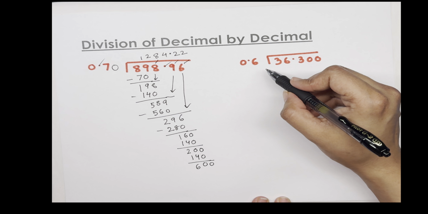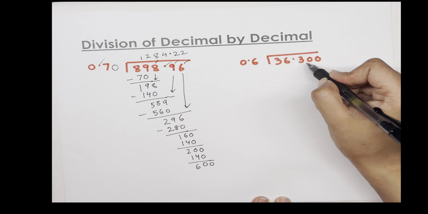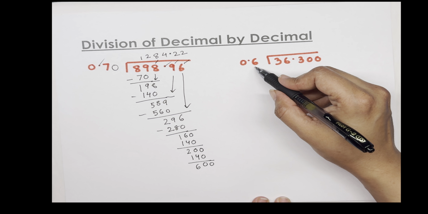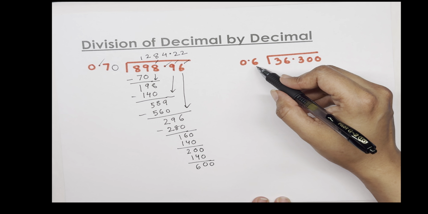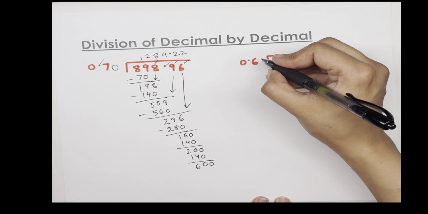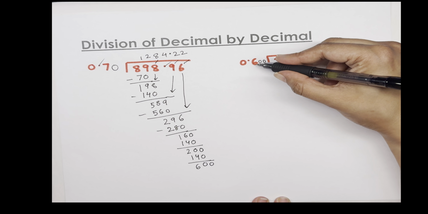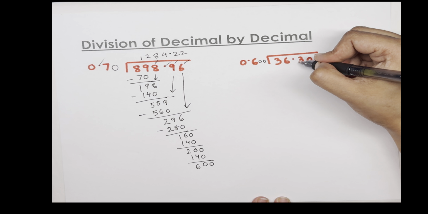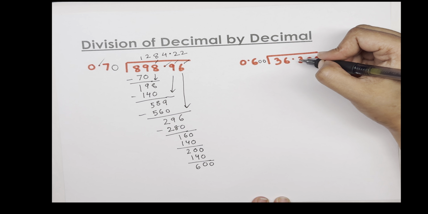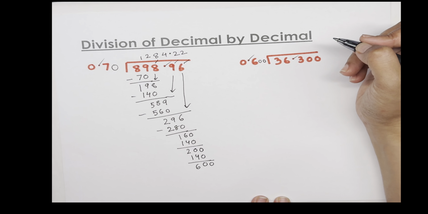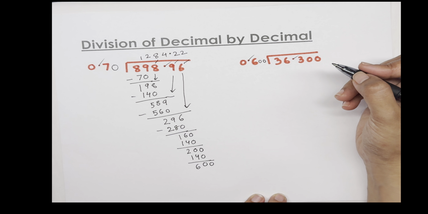36.300 divided by 0.6. There are 3 digits after the decimal and 1 digit after the decimal. In order to take out the decimal, the divisor and the dividend should have an equal number of digits after the decimal. Here it is 3, here it is 1. So I'm adding 2 zeros so that the divisor and the dividend have an equal number of digits after the decimal. Now there is 3 here, take it out.